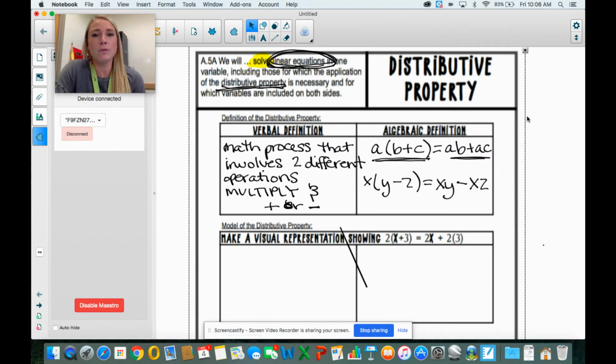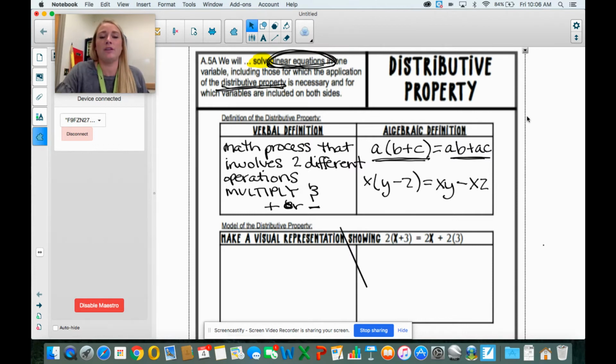So here in the verbal description, we talked about involving two different operations, multiplication and addition or subtraction. Okay, so in the first example on our right, we have multiplication because we have our parentheses, and then we have addition because of that plus sign in the parentheses. Okay, so there were our two operations. All right, in the second example, you have multiplication because you have those parentheses. All right, and then you have subtraction because of that subtraction sign inside the parentheses. Okay, and again, those two expressions are equal to each other.